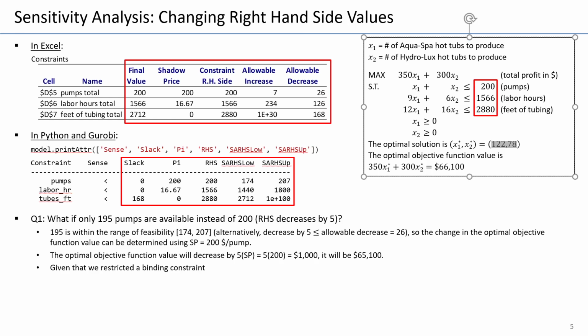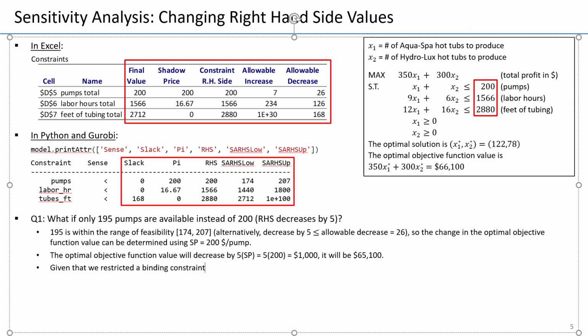If you recall, this solution used 200 pumps. X1 plus X2, if you add these two, is 200. And now we no longer have 200, we have 195. So when you restrict a binding constraint, you can say the optimal solution will no longer be feasible. So the optimal solution will certainly change, right?